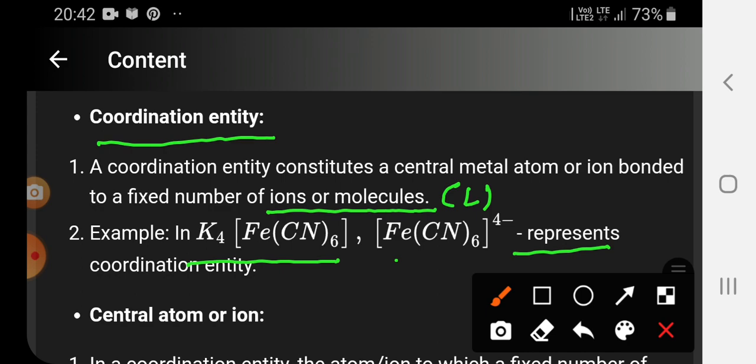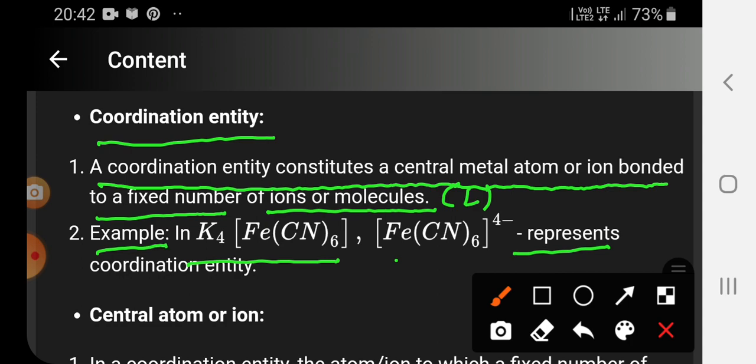Let us revise the definition once again. A coordination entity constitutes a central metal atom or ion bonded to a fixed number of ions or molecules. And the trick is that in any complex, if you want to find the coordination entity, you have to choose the square bracket part. This square bracket part consists of a central metal atom or ion bonded to a fixed number of ions or molecules. Those are known as ligands.